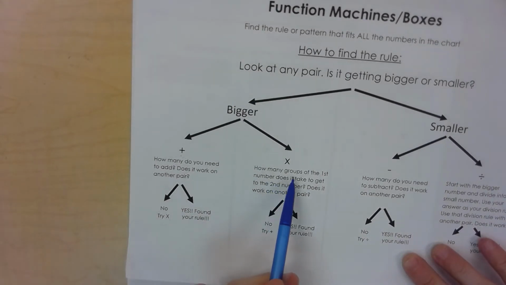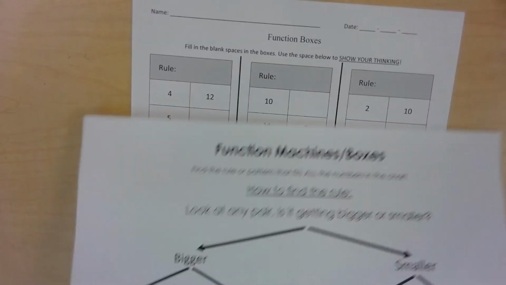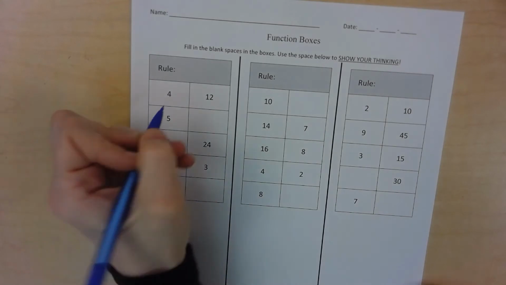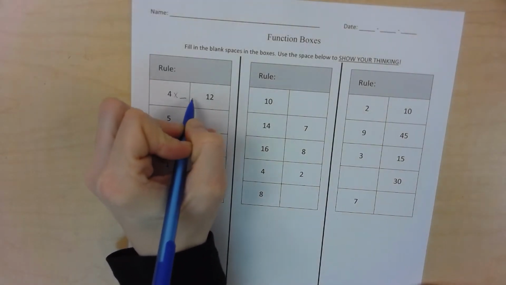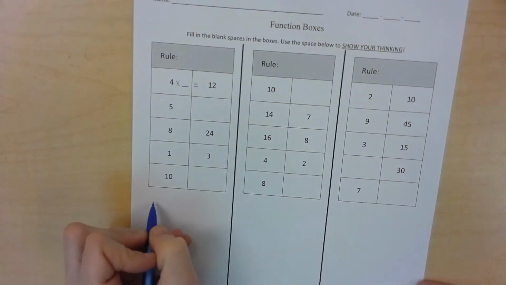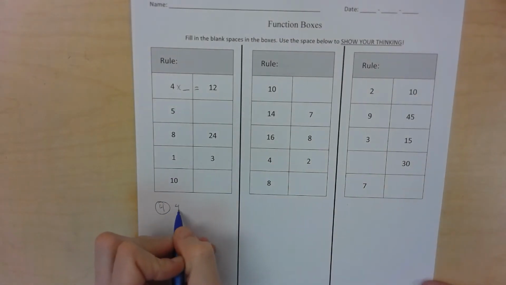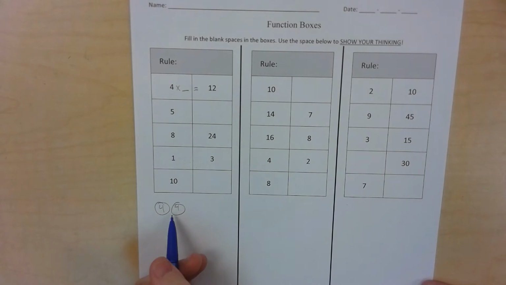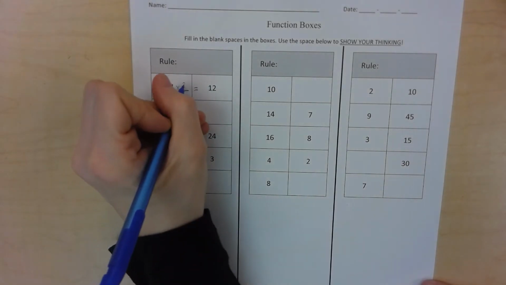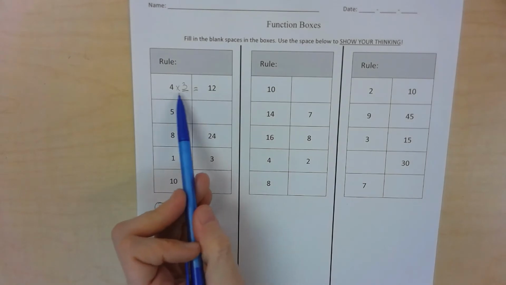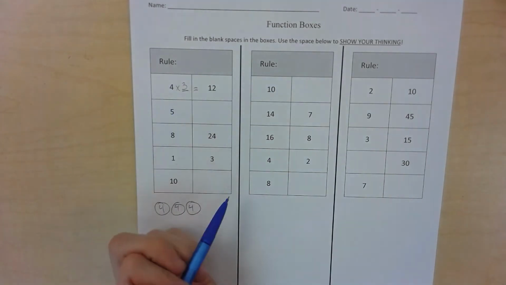How many groups of the first number does it take to get to the second number? Does it work on another pair? So this is 4 times what equals 12? If I have one group of 4, that's just 4. 2 groups of 4 is 8. 3 groups of 4, that's 12. So my rule is times 3, or multiplying by 3.